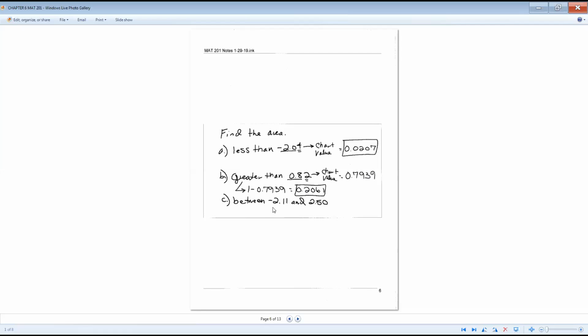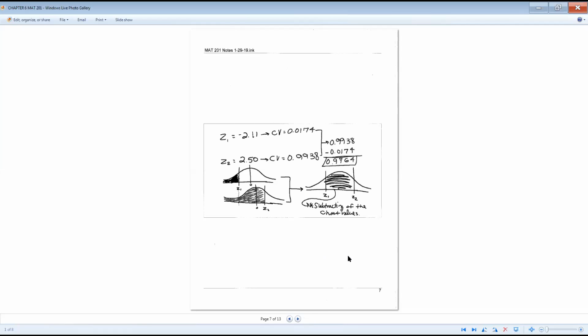In the third scenario, negative 2.11 and 2.5, you want to know what's between that, or the percentage of data, or the proportion of data that's between negative 2.11 and 2.50. So what we would do is find the chart value for each one of those values and then subtract them from each other.